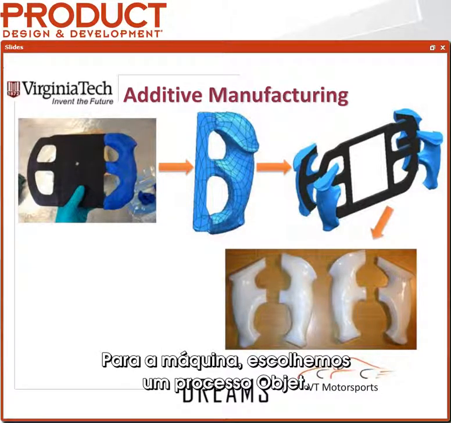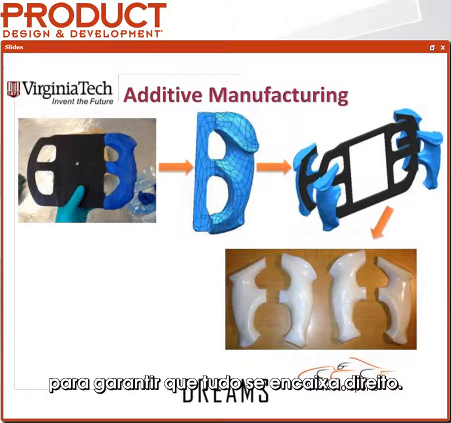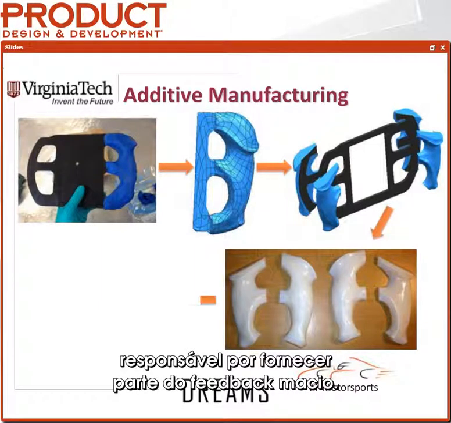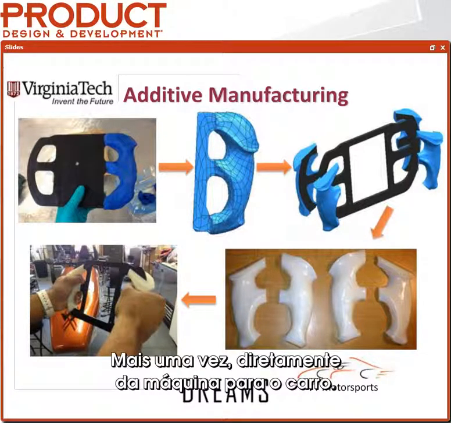On this machine we chose an Objet process, and this is the first iteration. We're just making sure it all came together. The next iteration will have a coating of the elastomeric-like material to provide some of that squishy feedback. So here it is in his hands, completed product. Again, straight off the machine, straight onto the car.